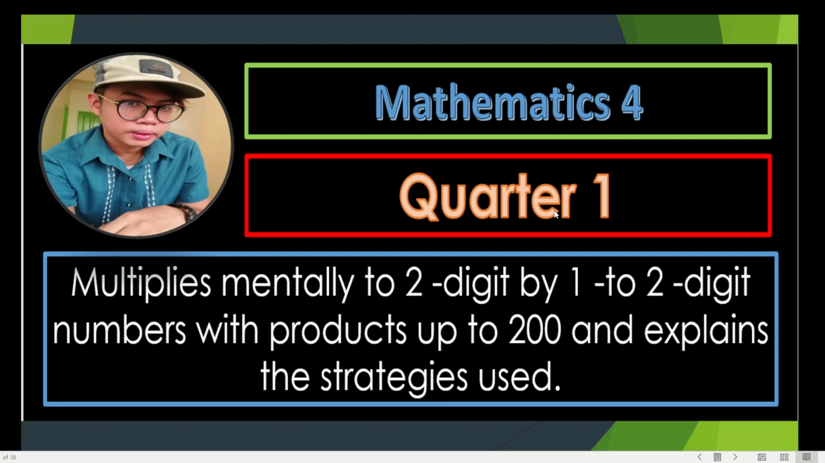Okay, good day everyone. So our subject today is mathematics in grade 4, quarter 1, and the topic that we are going to discuss today is multiplying mentally 2-digit by 2-digit numbers with products up to 200 and explaining the strategies used. So ito yung topic natin ngayon.